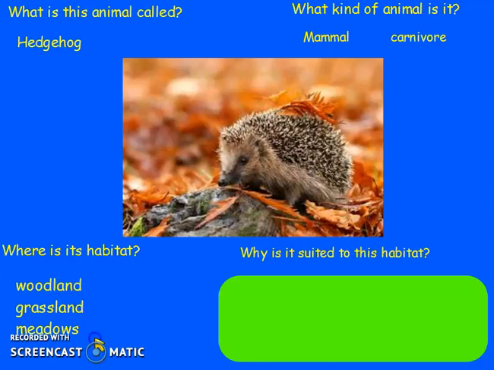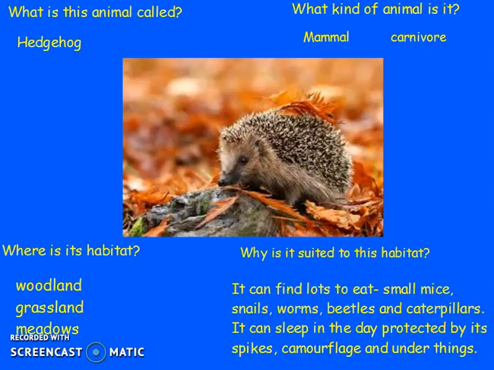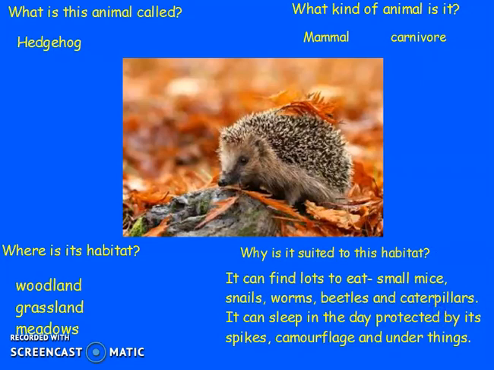Why do you think it's suited to this place? Why does a hedgehog choose to live here? It doesn't choose to live on the beach, or in the sea, or in the desert. Why does it choose these places? Well, it can find lots to eat in these places that it likes to munch on, such as small mice, snails, worms, beetles, and even caterpillars.